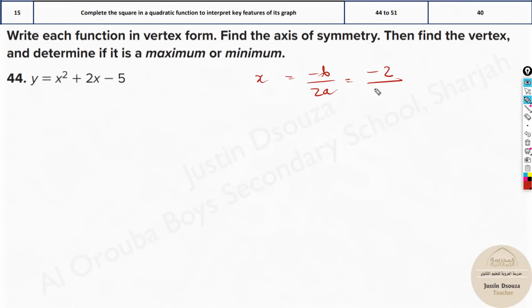So minus b is in the formula. 2 times, what is a value? It's 1. And this is the answer. So now here we will get minus 1. Now if you want to find the y value, all you do is substitute over here instead of x.